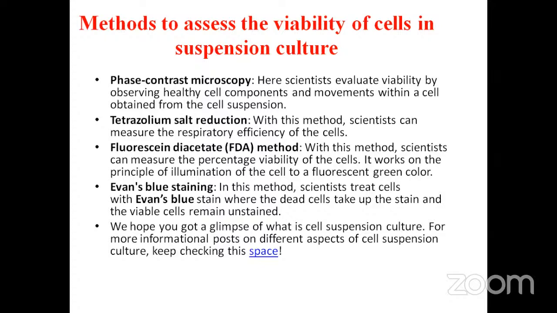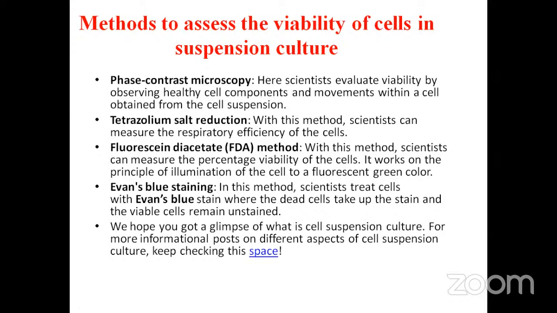Here the scientists evaluate the viability by observing healthy cell components and movement within the cell obtained from the cell suspension. The cell suspension means the nutrient medium is spread over the cells. Let's check this group of cells, whether they have viability or not. If we use a contrast microscope, based on the cell components and movement of the cell, we can decide if this is a viable cell or non-viable cell.